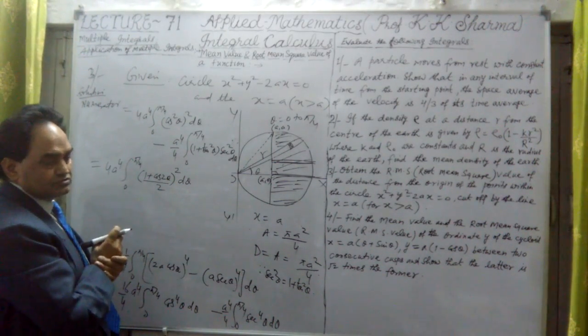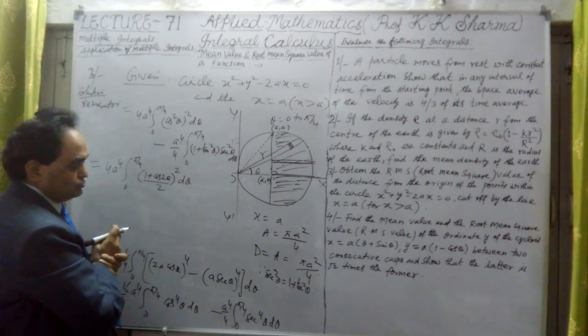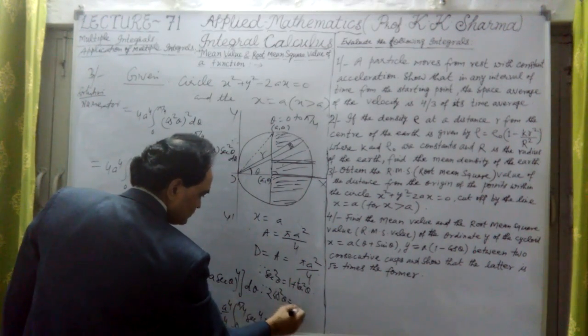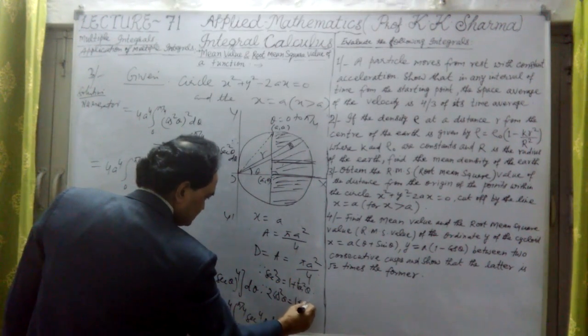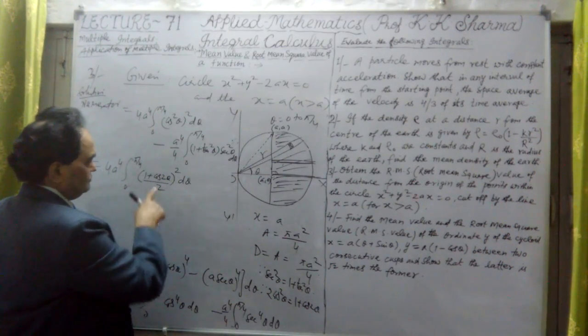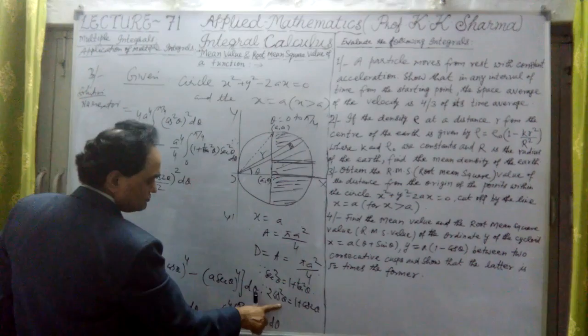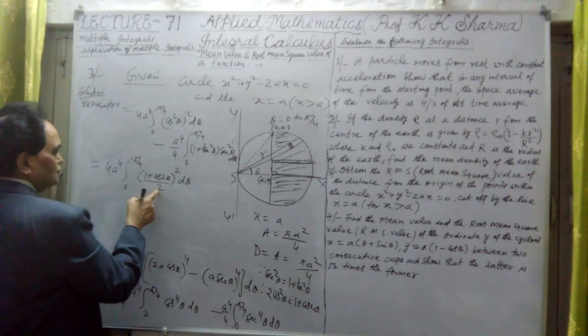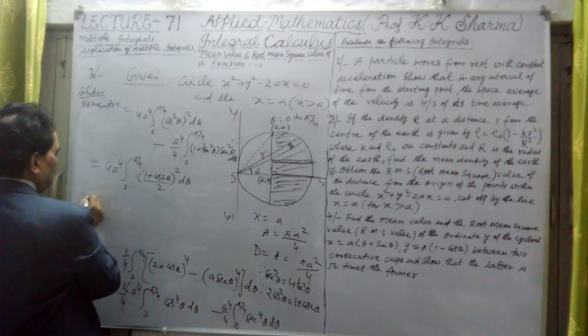Cos square theta is equal to (1 plus cos 2 theta) upon 2. We know that 2 cos square theta is equal to 1 plus cos 2 theta. So therefore cos square theta is equal to (1 plus cos 2 theta upon 2) whole square. So this whole square, 2 square will give us 4 here.